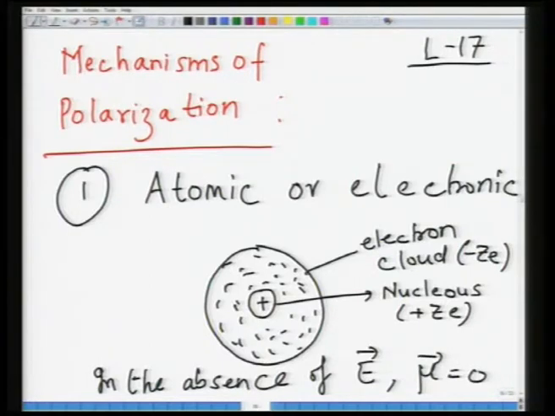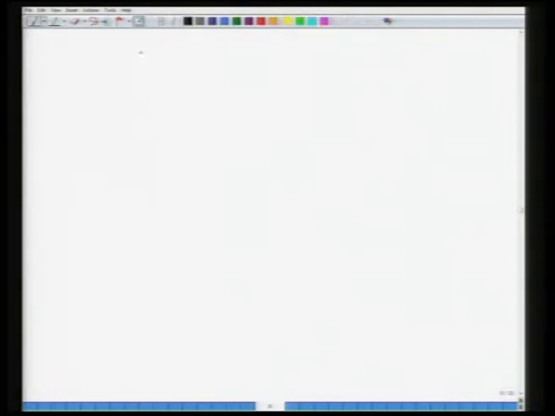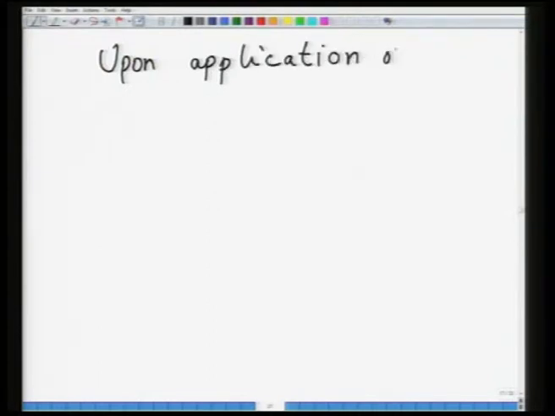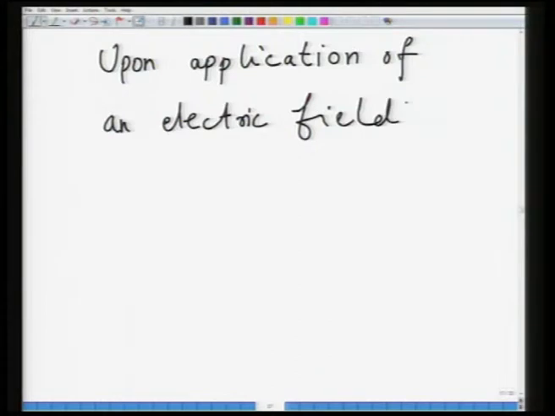But what happens is, upon application of an electric field, the situation gets modified. So what you have now is a situation like this: the electron cloud shifts with respect to the center of the nuclei.